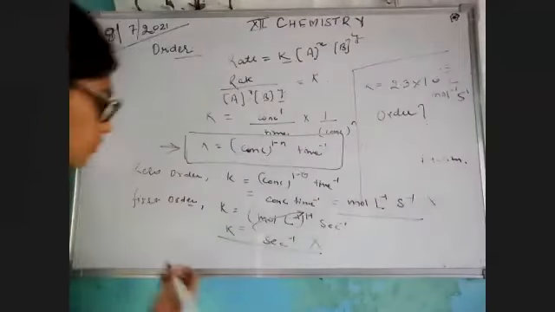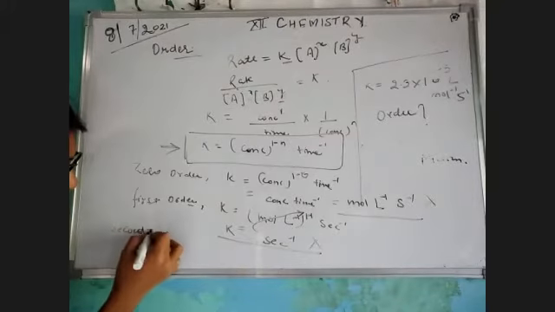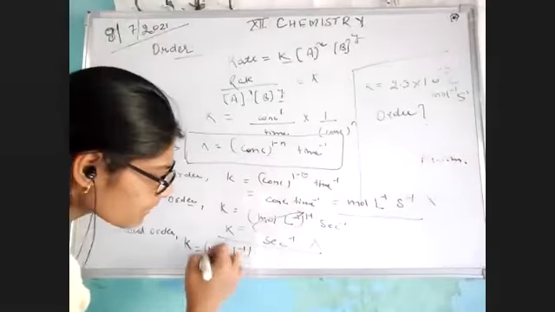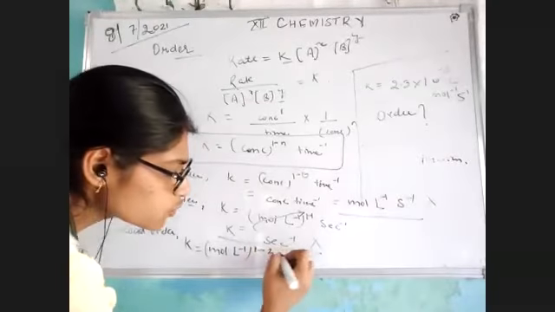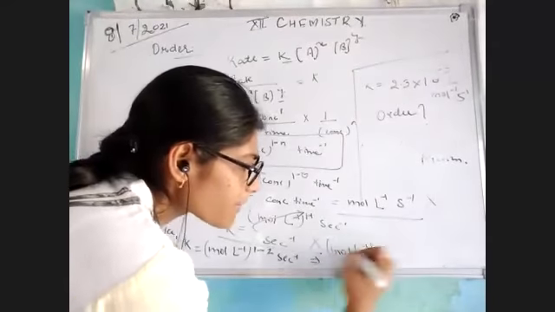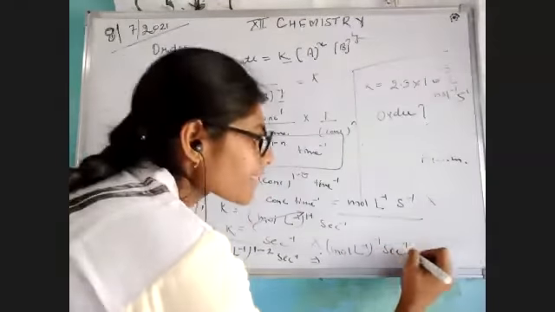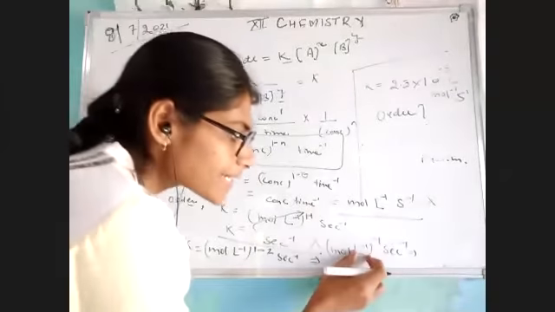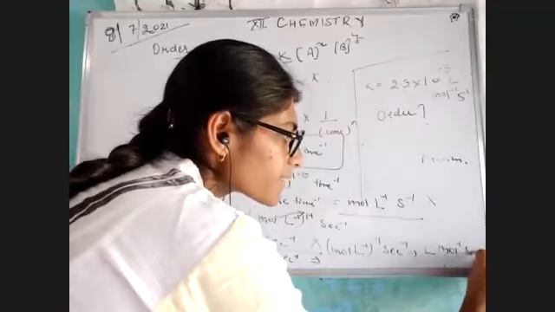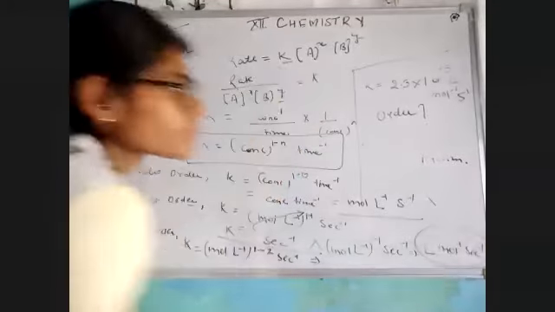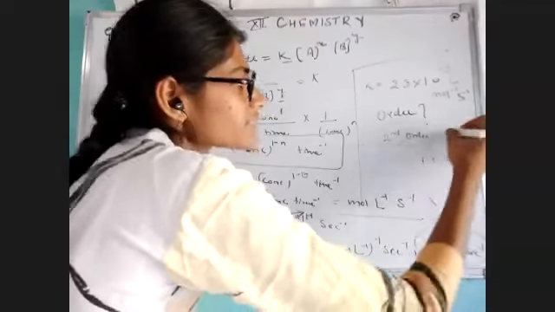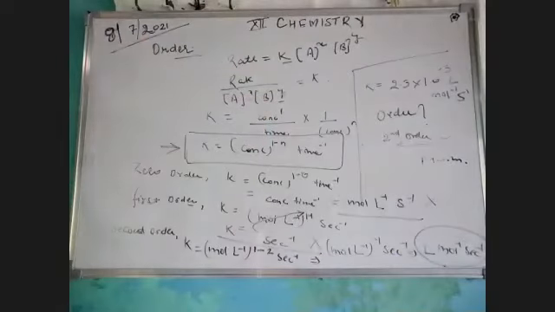But if I put for the second order, that means 1 minus 2 per second. That means mole per liter to the power minus 1 per second. And what does minus 1 mean? Liter to the power minus 1 would be equal to liter per mole per second. That means second order. So the answer is, the reaction is of second order.